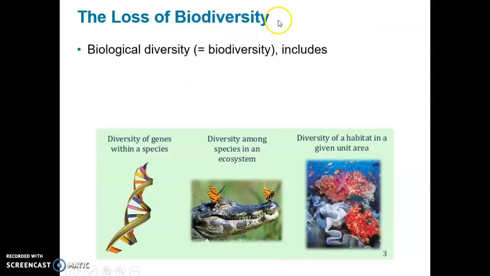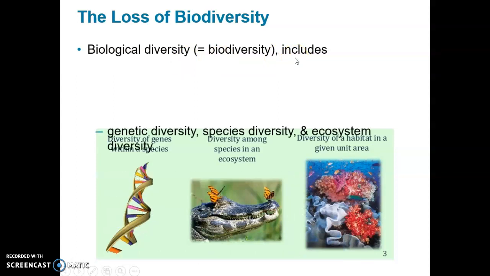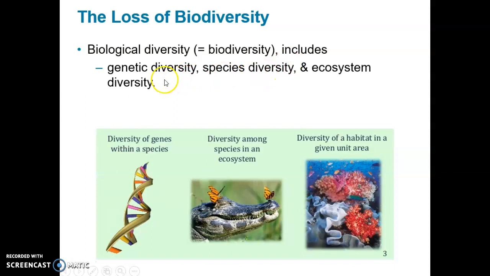So the loss of biodiversity, when we consider biological diversity, it includes a couple of aspects that are broken up by biologists or ecologists. One is genetic diversity, another is species diversity, and another is ecosystem diversity.